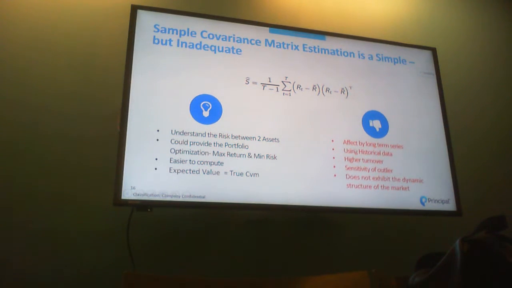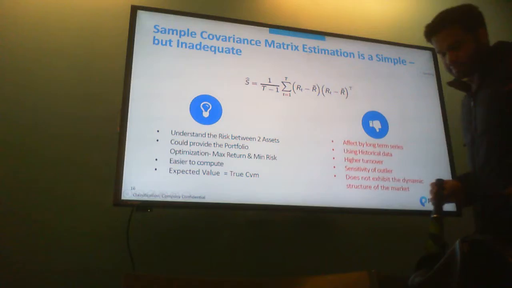The bad thing for the sample covariance matrix is that it is affected by the long-term series: the longer the time, the error will increase. The second is that we are using historical data to figure out the covariance matrix. The third is there's a higher turnover. And the fourth is sensitivity to outliers, and it also does not exhibit the dynamic structure of the market.